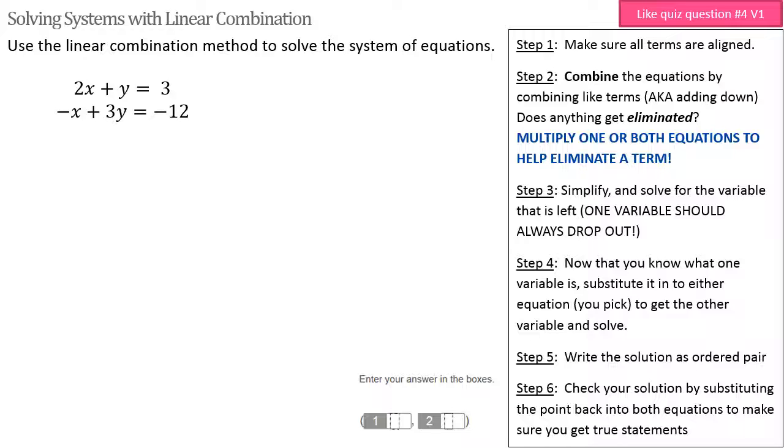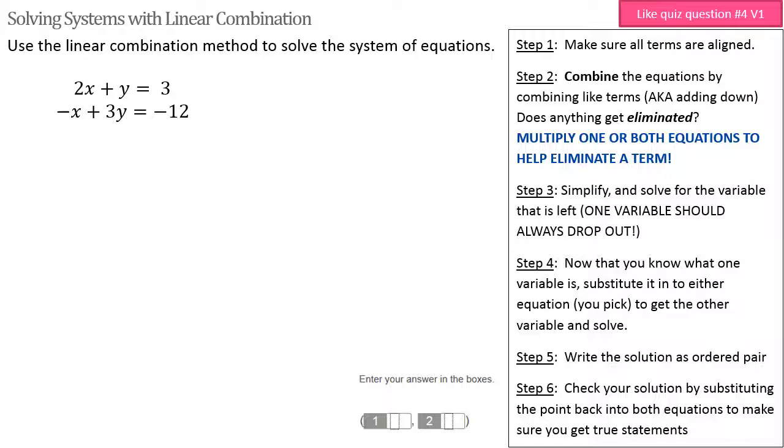Next thing we want to do is see if we can eliminate any of the variables just by adding straight down. And if we try that, we'll see that we can't do that. But if we try it real quick, 2x minus x is x, plus that gives us 4y equals negative 9. None of the variables are eliminated, so that means we need to manipulate one of the equations by multiplying either one or both of the equations to eliminate a term.